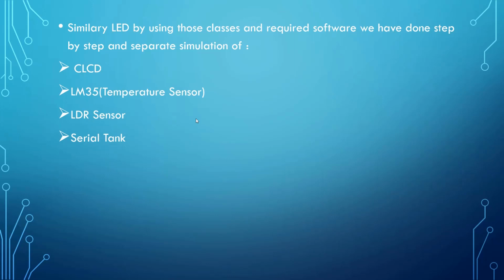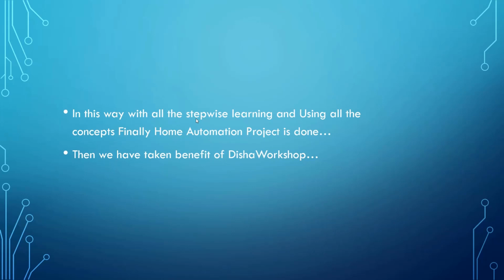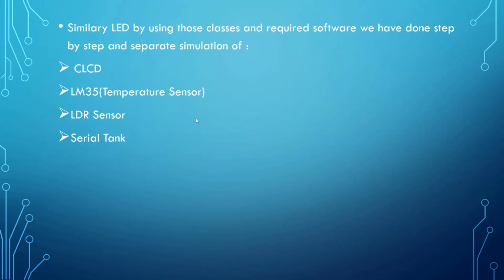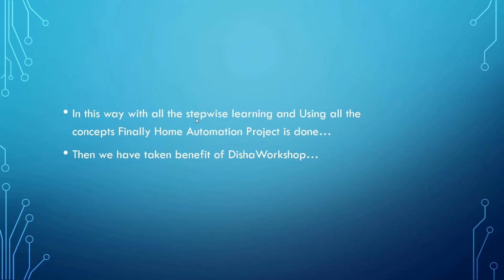Then we studied the serial tank. In the serial tank, we studied how to control volume, when to open the inlet valve, and when to turn off the inlet valve through our Blynk application, connecting remotely. We can operate the inlet valve, outlet valve, LED, cooler, and heater through our mobile phone. In this way, with all the stepwise learning and using all the concepts, finally the home automation project is done.